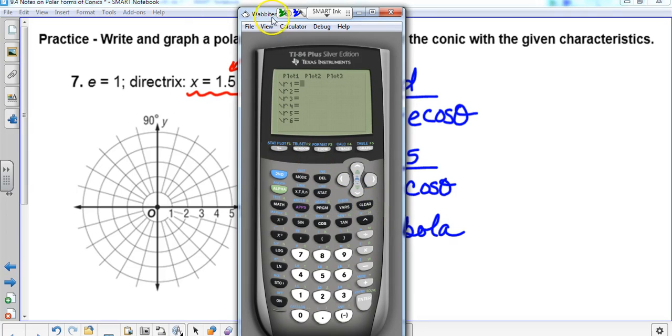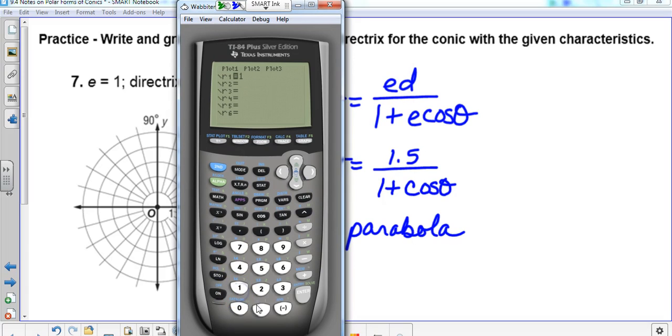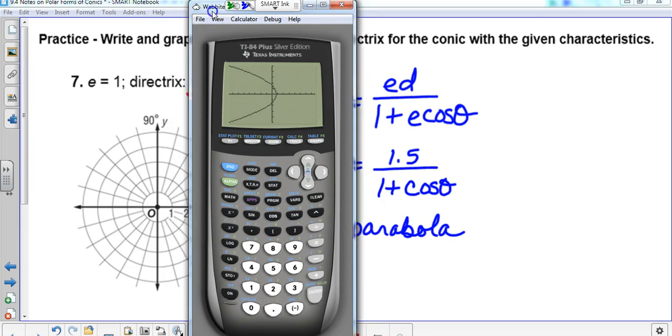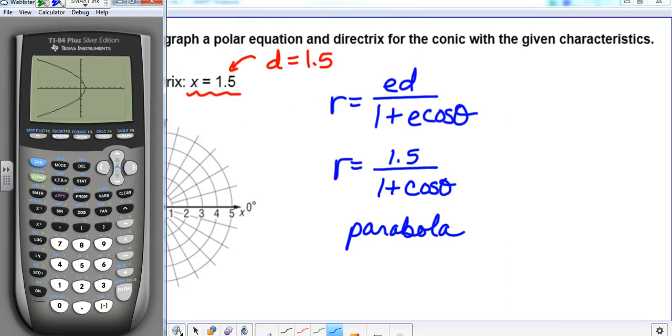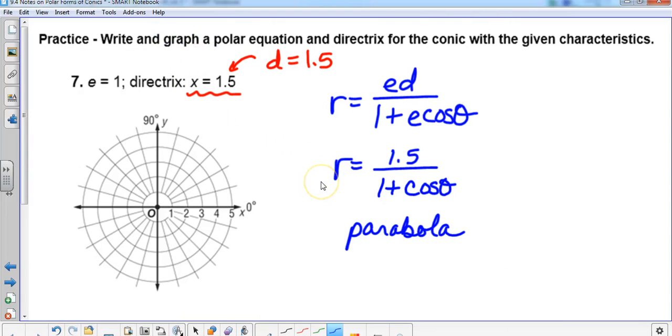So we're going to type in what we just wrote for an equation. 1.5 divided by 1 plus cosine theta. I'm not going to be super picky, but can you kind of tell anything about it? It opens to the side. Looks like the vertex is at 1, doesn't it? It almost looks like it crosses between 1 and 2 up this way. Oh, is it 0.75, so it's not quite 1? Yeah. If you do a trace? Okay. As long as you have it opening roughly the right way, I'm good.